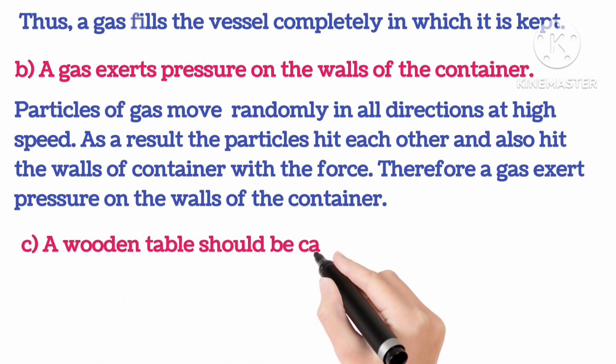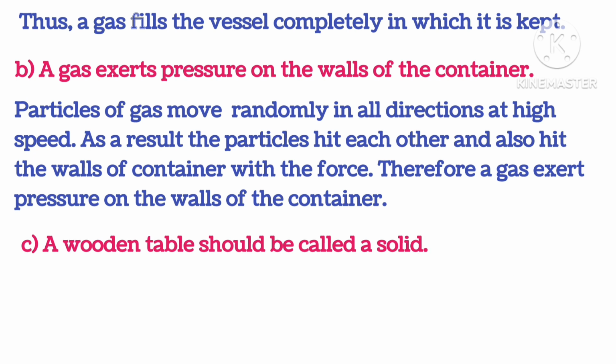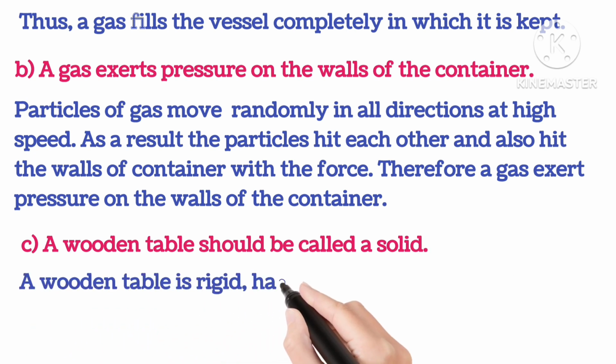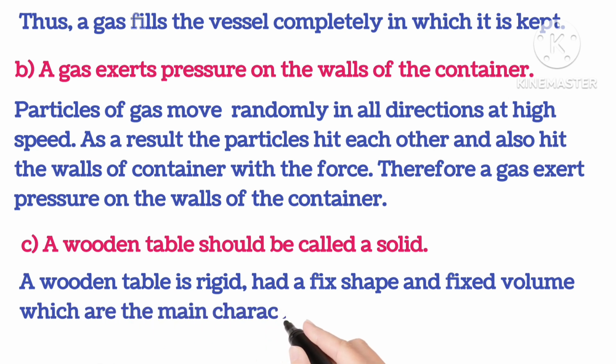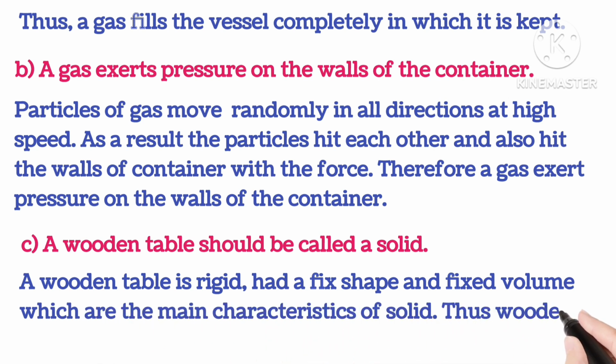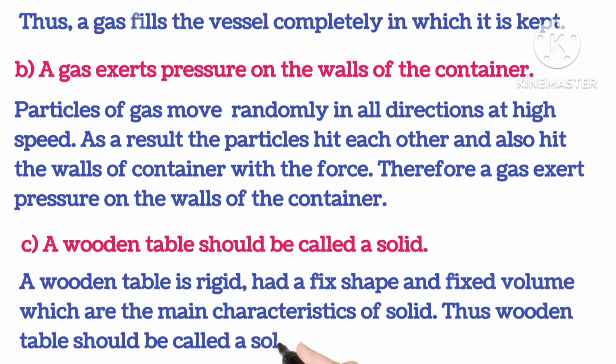A wooden table should be called a solid. A wooden table is rigid and has a fixed shape and fixed volume, which are the main characteristics of a solid. Thus, a wooden table should be called a solid.